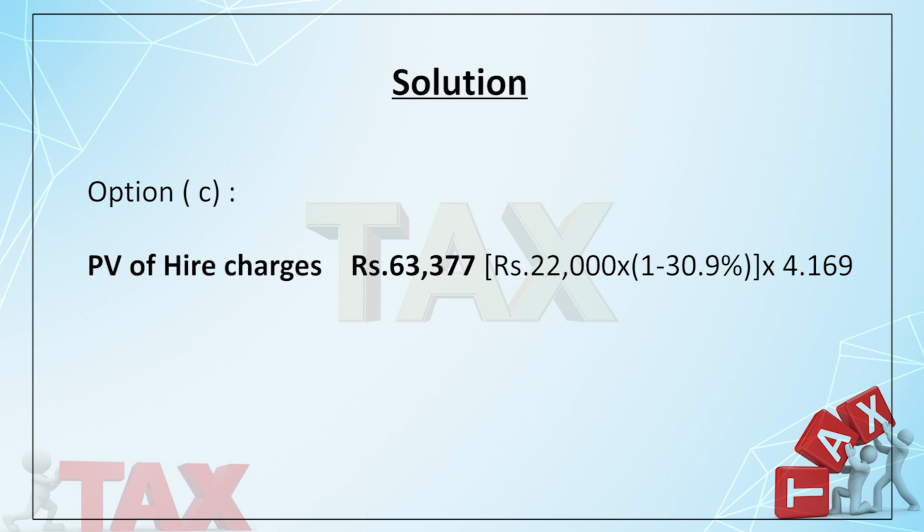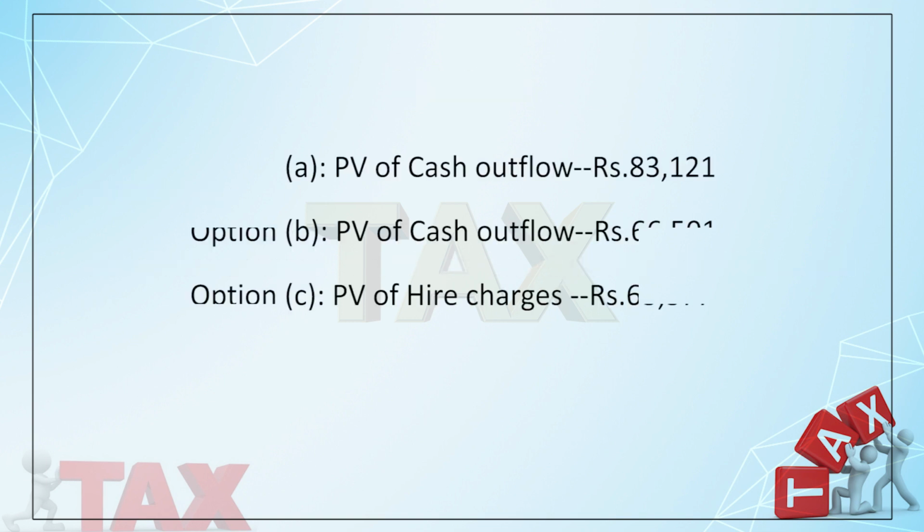So you are saving 30.9%, which means your net flow is 69.1%. So 22,000 into 1 minus 30.9% is multiplied by 4.169, because the flow is the same. You will appreciate that the higher charges of 22,000 are the same for each year. So I get 63,377. Now what should be the conclusion? It's simple. Wherever the present value of outflow is the minimum, that should be the option. And here the present value is the minimum in case of higher charges. So our solution is that the company should go for the higher charges, right?